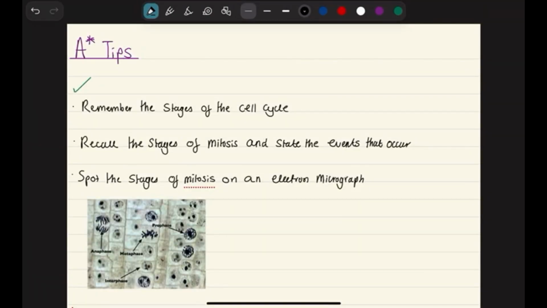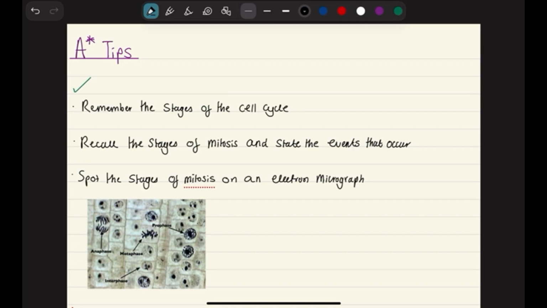Okay, and now we're on to the A-star tips. So stages of the cell cycle is pivotal. Remember the stages of the cell cycle, interphase, and your mitotic phase. And recording the stages of mitosis and telling your examiner what is happening during those stages is also really, really important. So remember the PMAT, prophase, metaphase, anaphase, telophase, and then cytokinesis after.